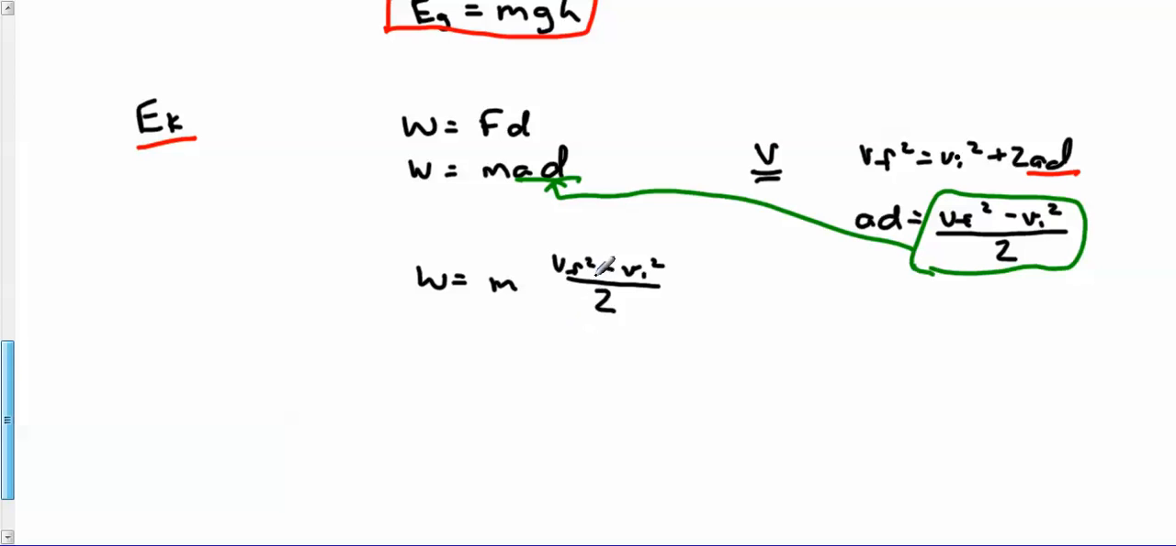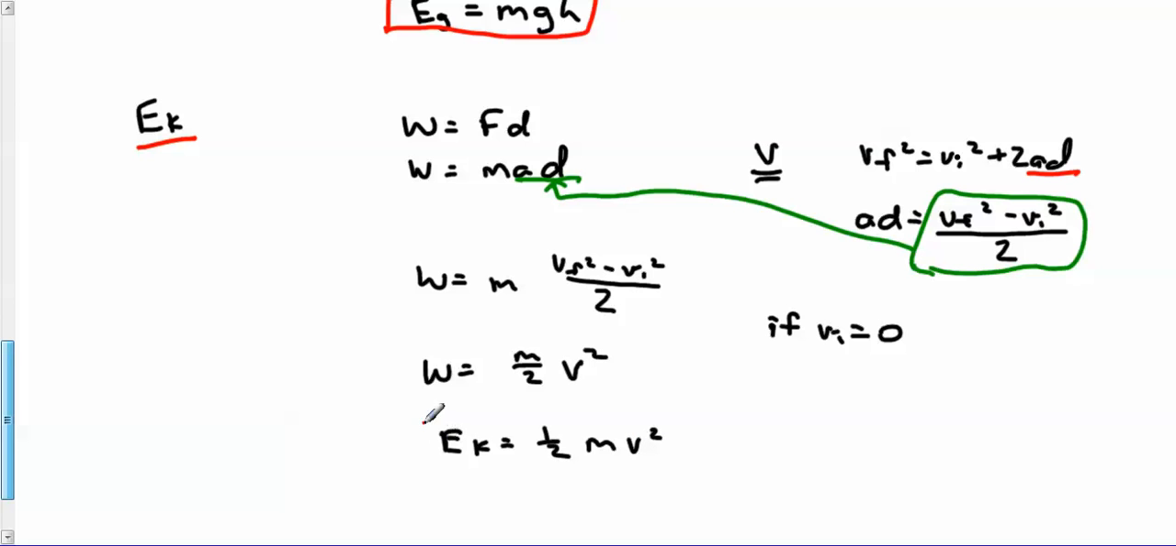Now, there's an assumption we can make about the initial velocity of this object. Everything initially starts at rest. So if VI is 0, I get that work is equal to M over 2 times its velocity squared. And I'm going to change this, instead of work, I'm going to change it to EK. So EK is 1/2 mv squared. And right there is the formula to find the kinetic energy of any moving object. I take its mass times its velocity squared, I divide it by 2, there I have it.